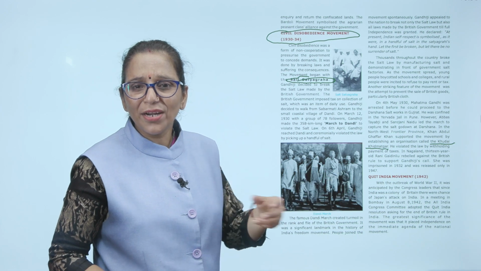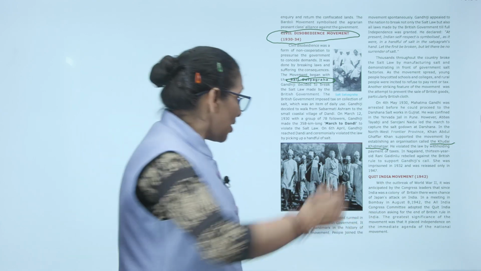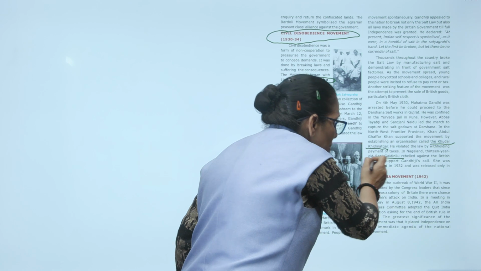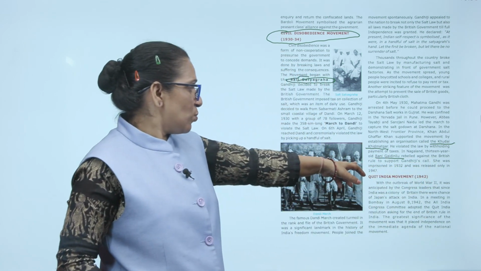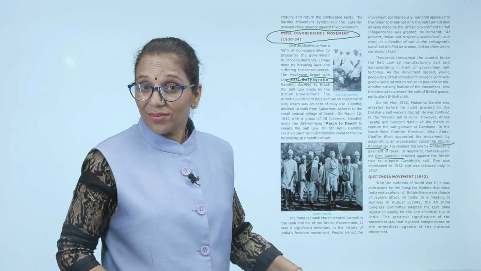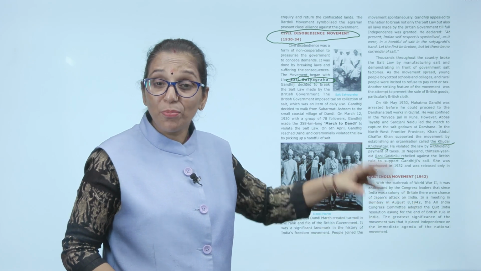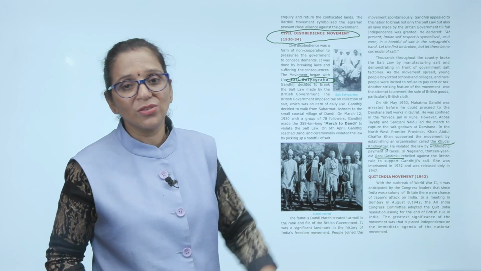In Nagaland also, 13-year-old Rani Gaidinliu rebelled against the British rule to support Gandhiji's call. 13 years old only. And she was imprisoned in 1932 and was released only in 1947.